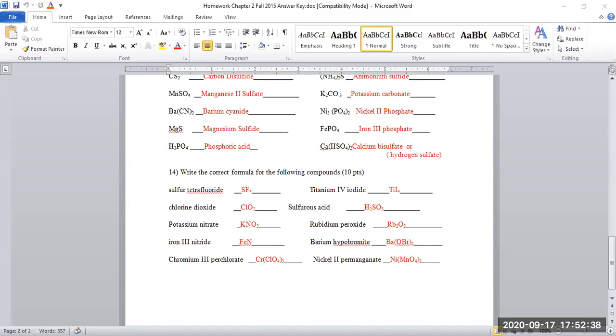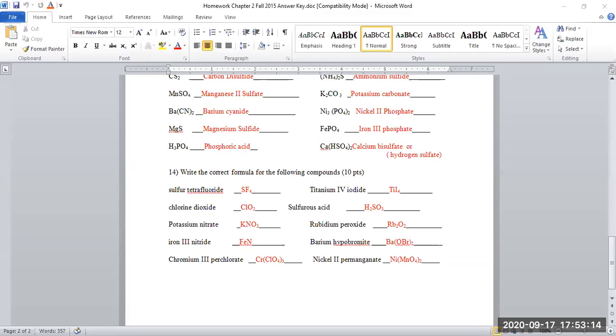Last column, titanium iodide. Look at your Roman numeral. Your titanium has a +4 charge. You have to have at least 1 atom of that. Iodides are halogens. Therefore, you need 4 of them to match up because they're all -1s. Look at the ending on your acid. It says sulfurous. Therefore, it must have come from a sulfite, ITE, original ion.